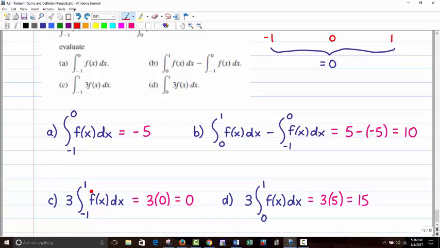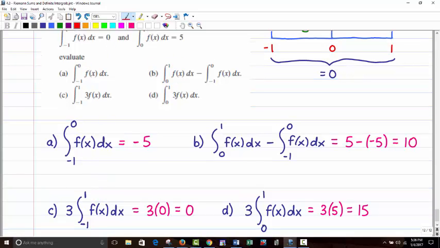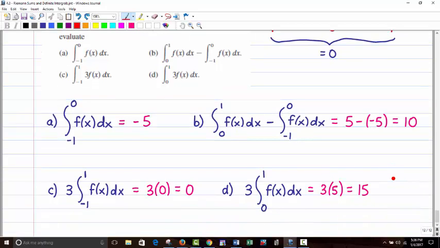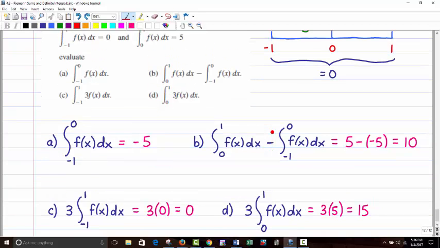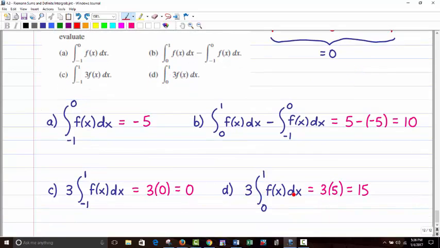And negative 1 to 1, you see that's given as 0. So even with that multiplier 3, 3 times 0 would be 0. And the next one, 0 to 1, with 3 times f of x. So 0 to 1 we know is 5, but the 3 multiple means we multiply by 3, so 3 times 5 will be 15.